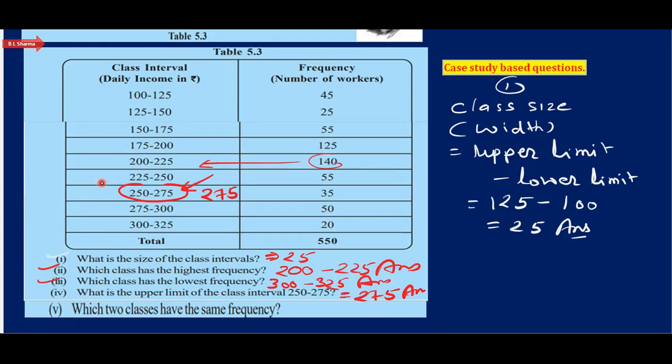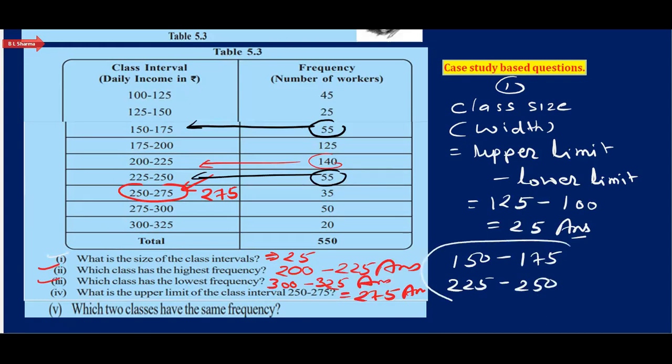And the fifth part, which two classes have the same frequency? Check here. Out of these, you see that these are two classes. देखिए ये रहा. That is 55, and this frequency is 55. The class interval is this, and the class interval is this. So we can say the two classes having the same frequency, that is 55, are 150 to 175 and 225 to 250. Yes, this is the answer of the fifth part of this question.